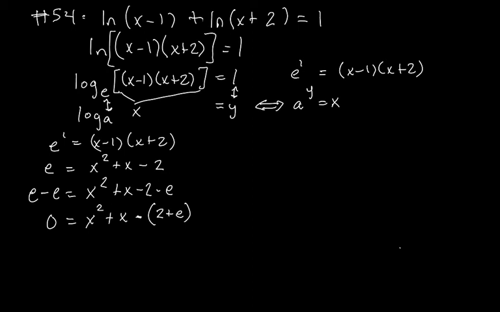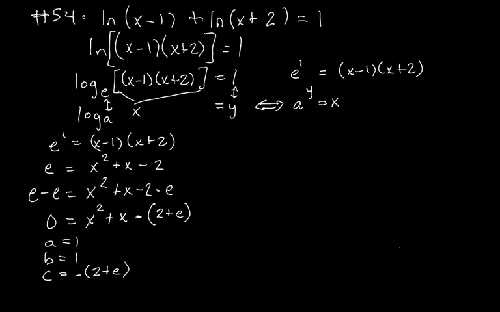So 2 plus e, you're probably wondering what this is. Well, 2 plus e is just a number, right? If I had said 2 plus pi, that would just be a number. It would be 3.14159265 blah, blah, blah. Well, 2 plus e is just going to be 4.718281828 blah, blah, blah. It's just a number. It's not anything fancy. So we can still use the good old-fashioned quadratic formula with a equals 1, b equals 1, and c equals negative 2 plus e.